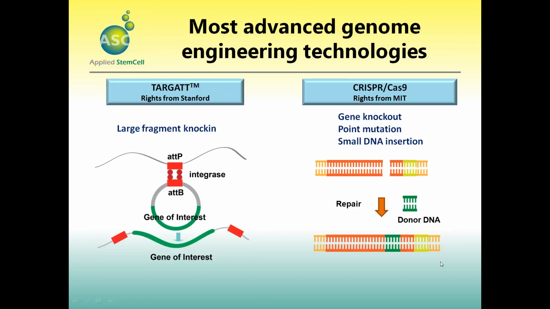On the right side is a summary of the CRISPR Cas9 technology that we got the rights to from MIT. CRISPR Cas9 is a very good technology for making gene knockout, point mutation, and small DNA insertion. The Cas9 directed by guide RNA can generate a double-strand DNA break and introduce an indel. With or without donor DNA, CRISPR Cas9 can make a knock-in or knockout mutation at the specific site directed by guide RNA.